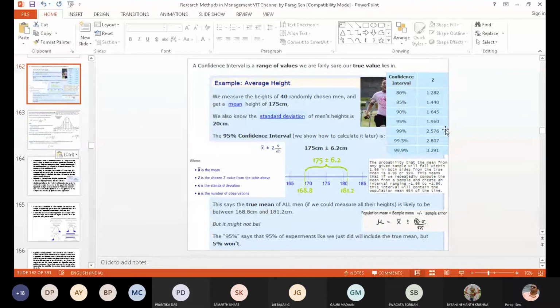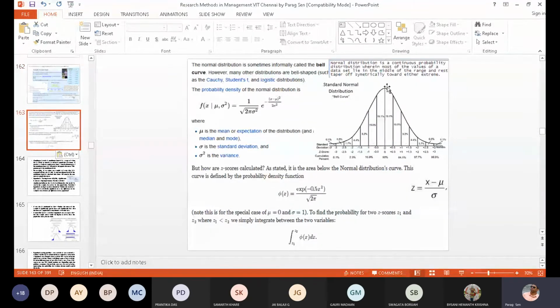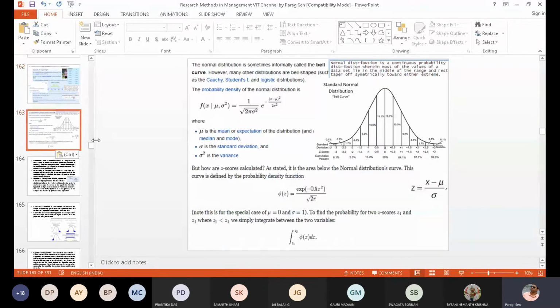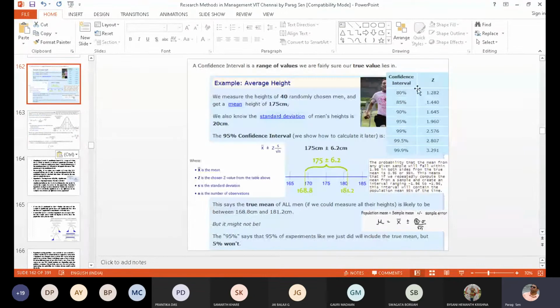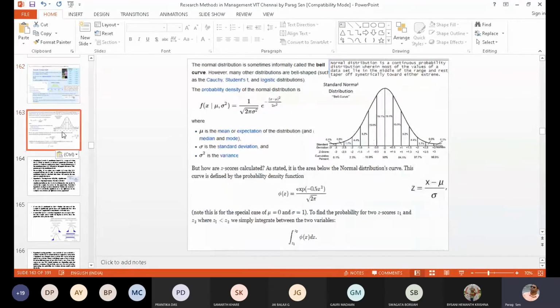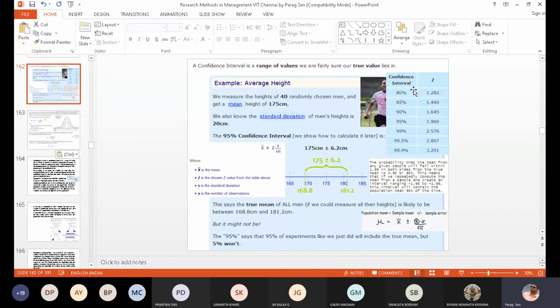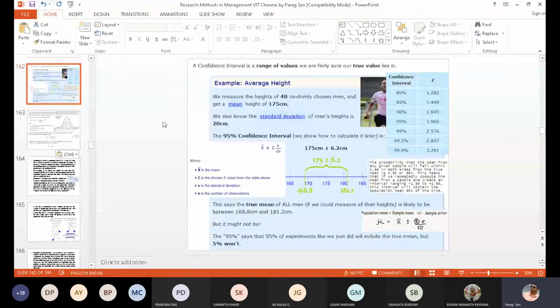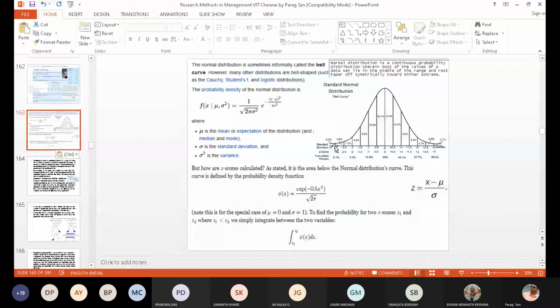Suppose from minus 1.28 to plus 1.28, if you integrate the function, you will get the value of 0.8. So 80% will be that. In this way, we can actually calculate this particular table.